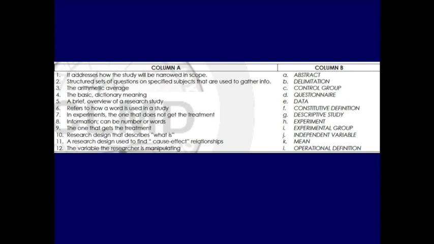Number 9. The one that gets the treatment. Number 10. Research design that describes what is. Number 11. A research design used to find cause and effect relationships. And number 12, the variable the researcher is manipulating. That is our column A.